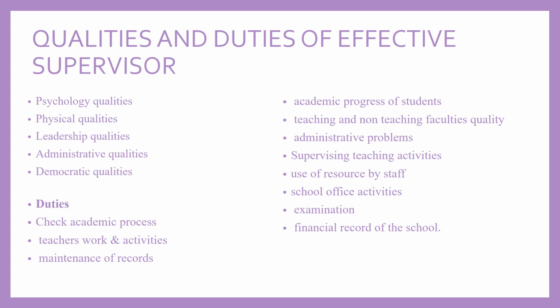He should check the academic process, check the teachers' work activity, supervise the teaching activities, supervise the use of resources by the staff, check the maintenance of records, maintain the attendance of the students and the teachers, supervise the school office activities, check the academic progress of the students, supervise examinations, supervise curricular and co-curricular activities, supervise and check the financial records in the schools, check the quality of work of the teaching and non-teaching faculties, and check for any problems prevalent on the school campus. If a person performs all these duties in a perfect way, then he becomes an effective supervisor.